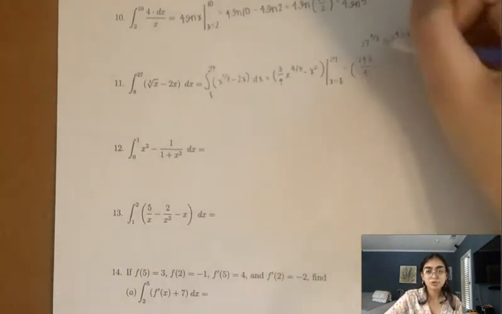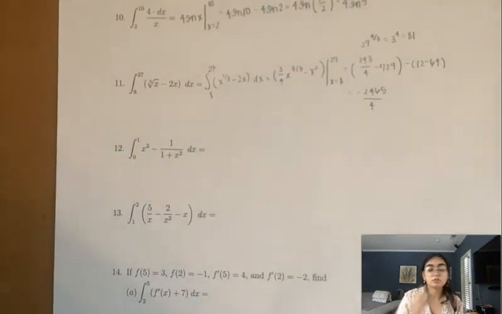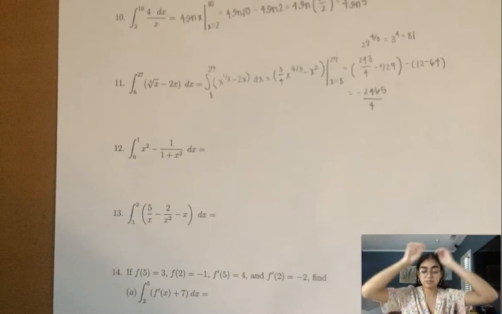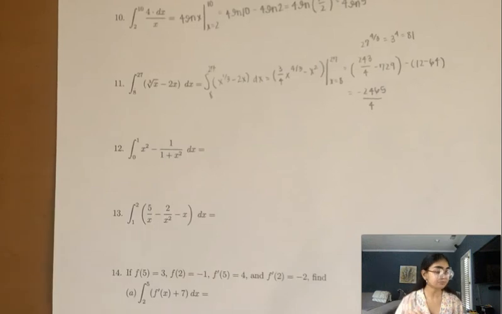And then these are some pretty big numbers, so I'm not really going to go into how I got them. If you are interested in putting this in your calculator, feel free to do so. But I'm mainly just focusing right now on the process of taking antiderivatives, and not so much on adding and subtracting fractions and things like that. So negative 2,465 over 4 is our final answer. And then we're going to move on to number 12.